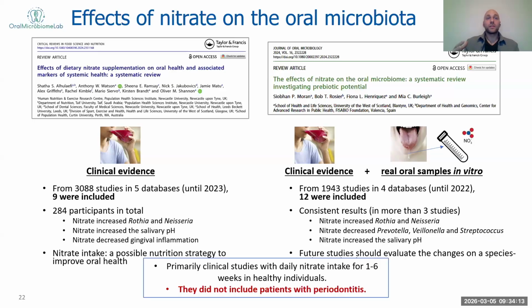And what was remarkable was that there were no patients with periodontitis, while some of these results indicate that nitrate could be beneficial to prevent periodontitis development because Rothia and Neisseria are periodontal health associated. There was one study that showed that nitrate can decrease gingival inflammation, and also decreasing Prevotella can be beneficial as this genus is associated with periodontal diseases.